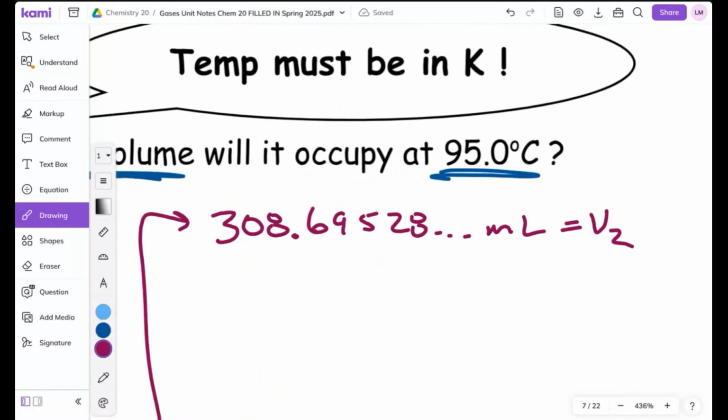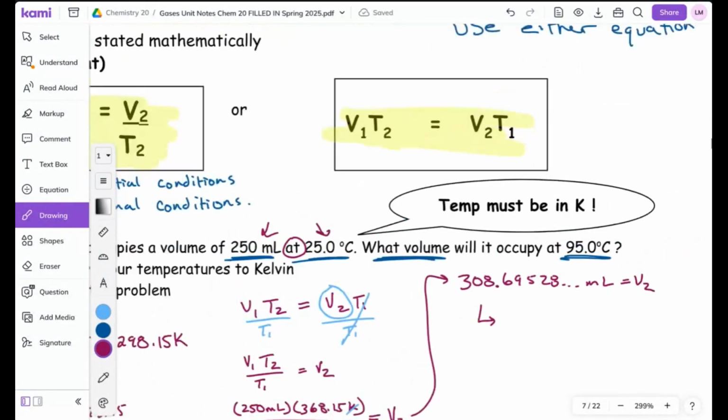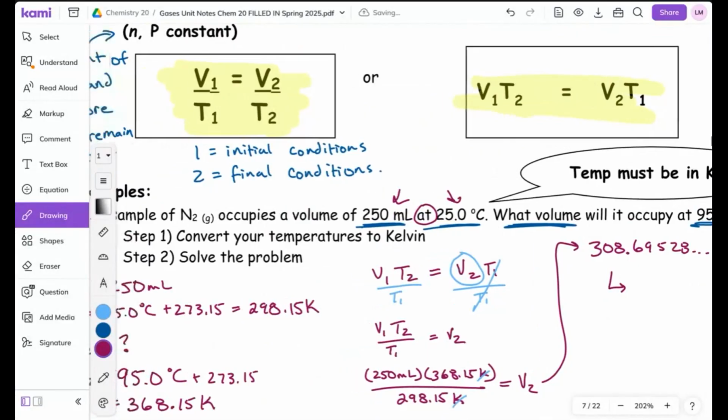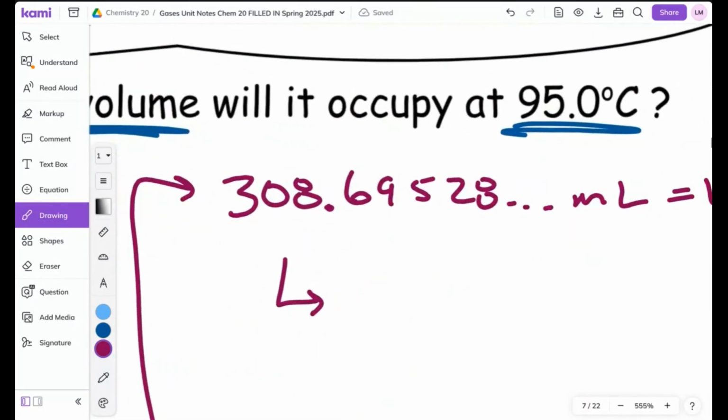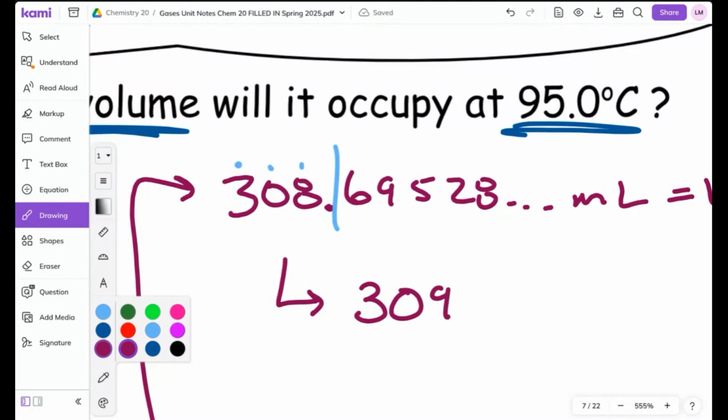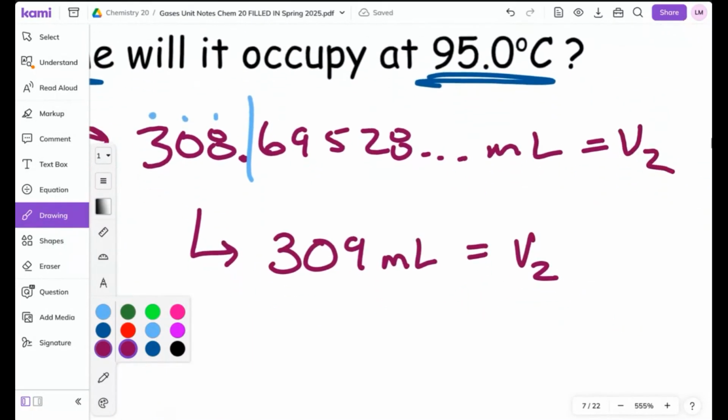Okay, so for sig digs here, if I look at all of my numbers, they're all in 3 significant digits, so that means my final answer needs to be in 3 significant digits. So I'm going to count starting from the left. 1, 2, 3, there's my cutoff line. So 309 milliliters is our final volume.